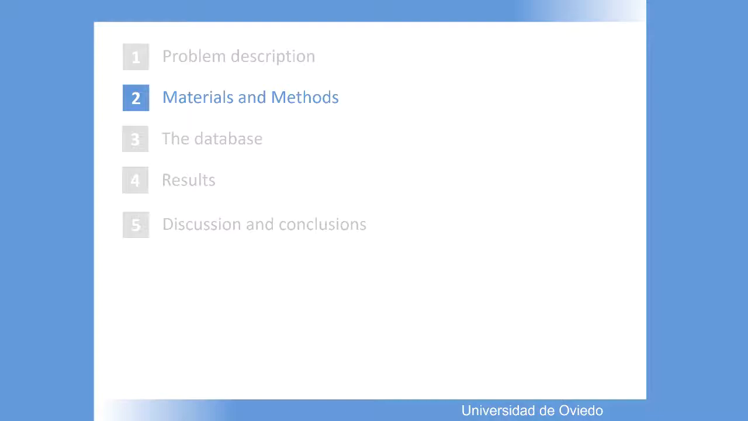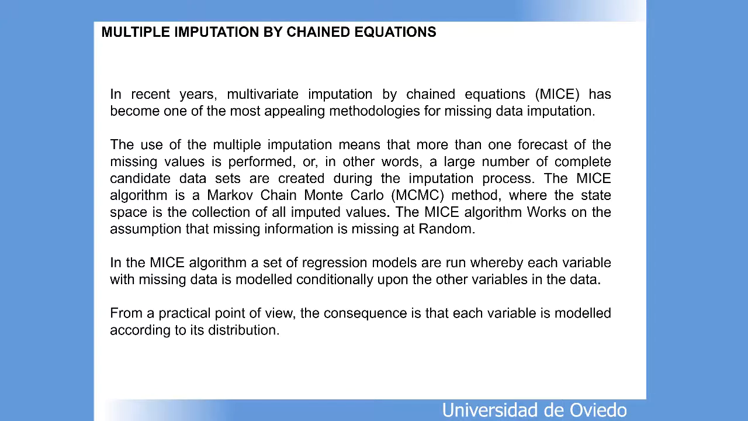Part number 2: Materials and Methods. In those cases that it has been required, the imputation of missing data has been performed. In order to perform such imputation, a methodology called multiple imputation by chain equation has been applied. This methodology is based on Markov chain Monte Carlo method. The MICE algorithm has been employed in previous research in a very successful way.